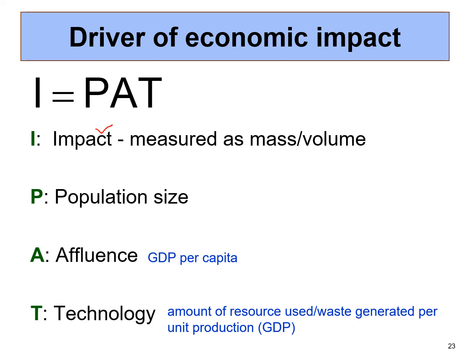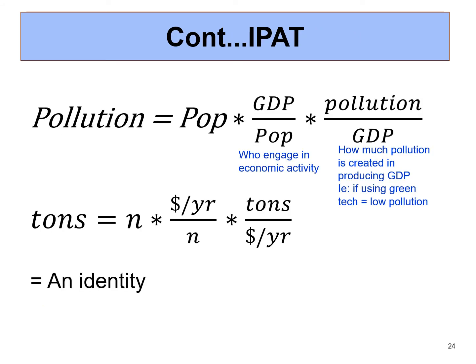And the last one is T. T is technology. Technology refers to the amount of resource used or waste generated per unit production. Okay, so I equals P A T, which means that the environmental impact equals the population size, affluence, and technology used. This equation refers to our IPAT.